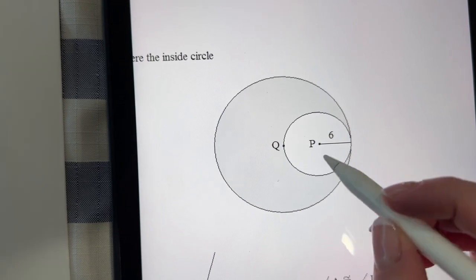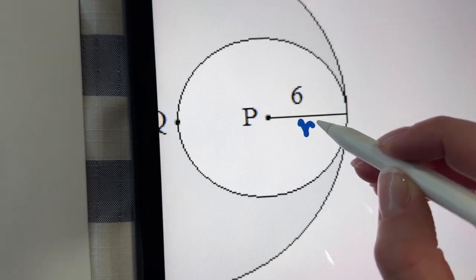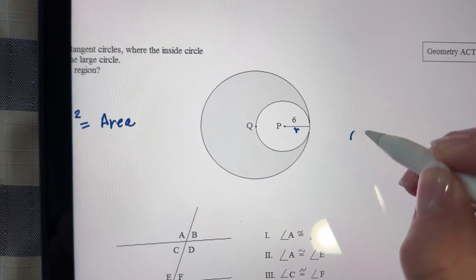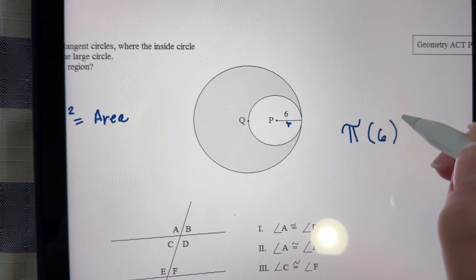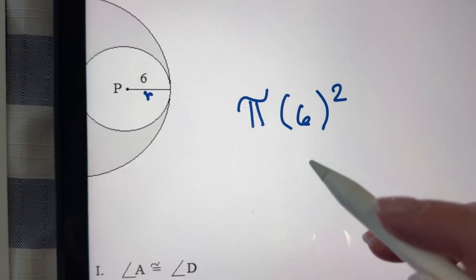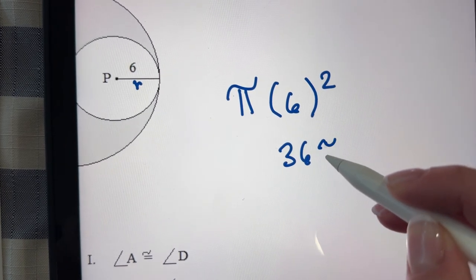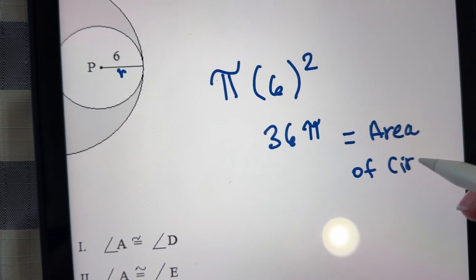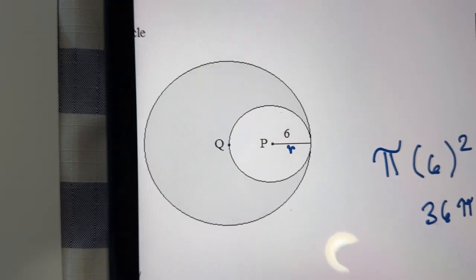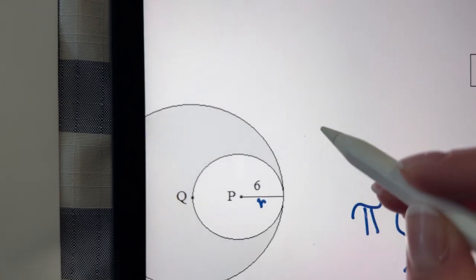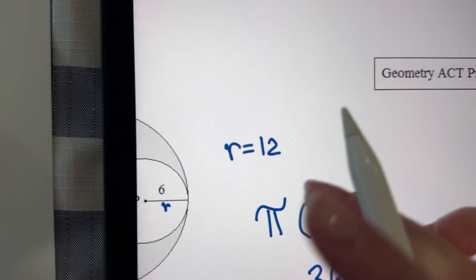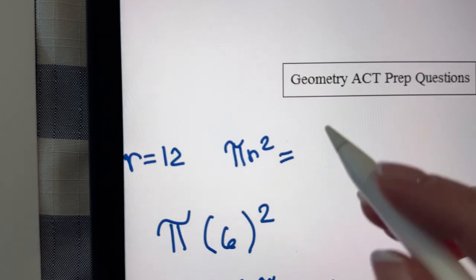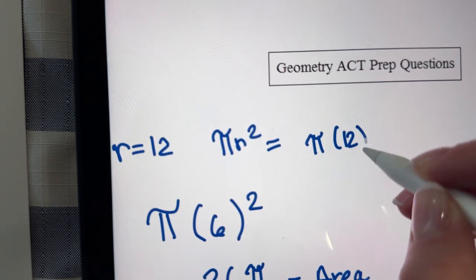Now in this circle, 6 has to do with the smaller circle's radius, so let's figure out the area of this small circle first. So pi and then 6 squared. If we square a number, we multiply it by itself. Therefore, 36 pi is the area of circle P. Now, the area of circle Q is going to be the same formula, but this time the radius is 12. So 12 times 12 is 144. So pi r squared will be pi times 12 squared.